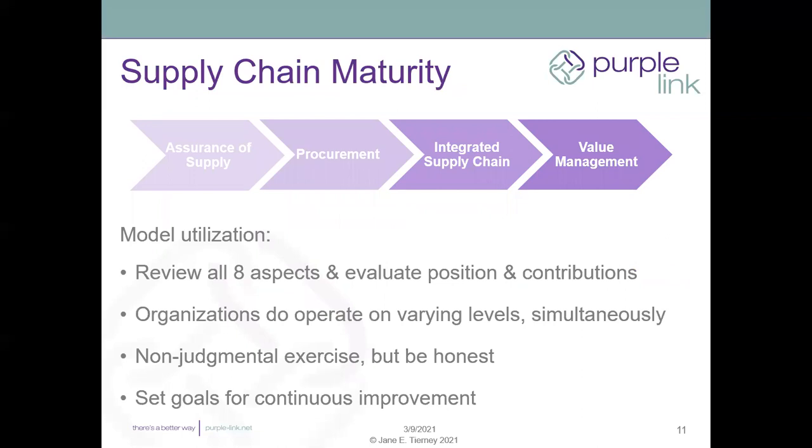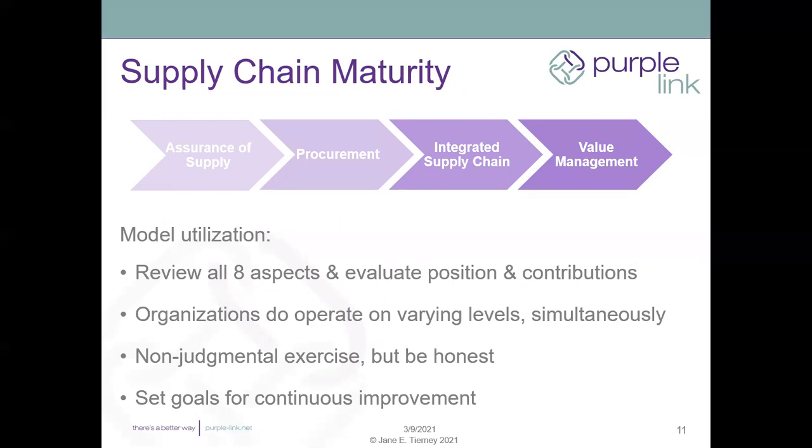So again, I draw the model oftentimes as a chevron, a series of chevrons, because I think they do nest into each other. And if you don't have a lot of maybe the procurement basics, it's a lot harder to get to the integrated supply chain, and it may keep you from getting to that value management area. So what do you have that can be improved to move you from one area to another?